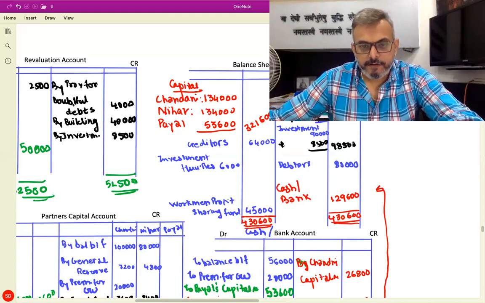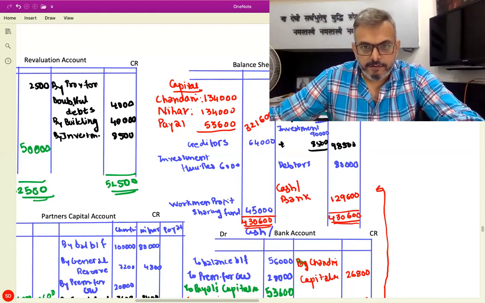Check your answer and check all the adjustments. If you have any doubts, you can ask. Okay. See the adjustment of capital once again.